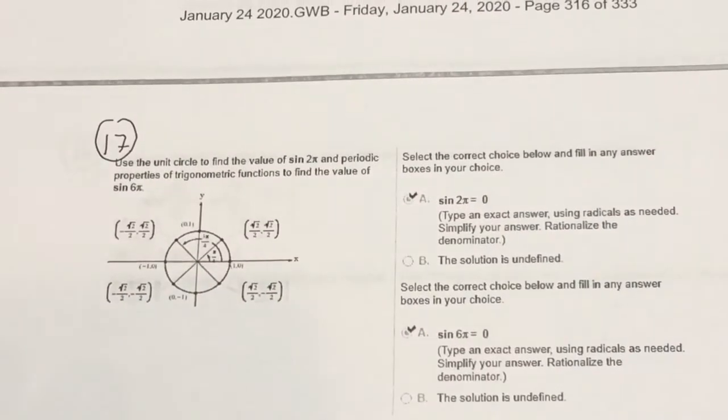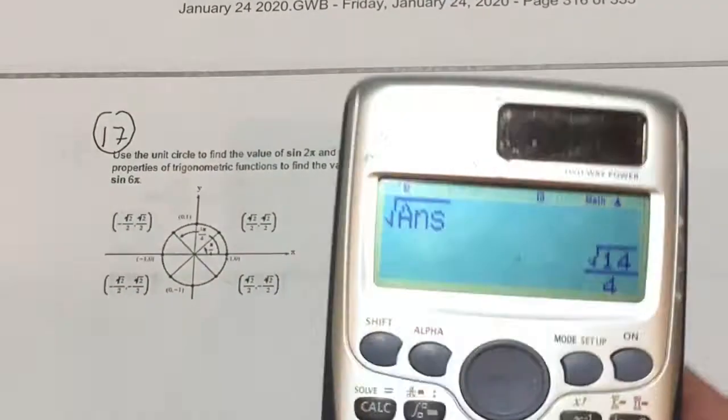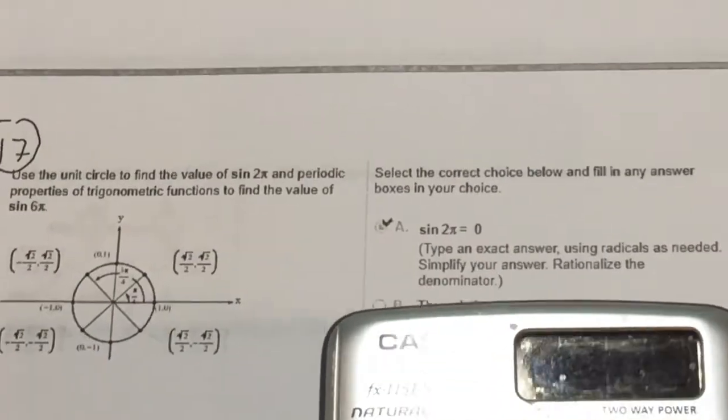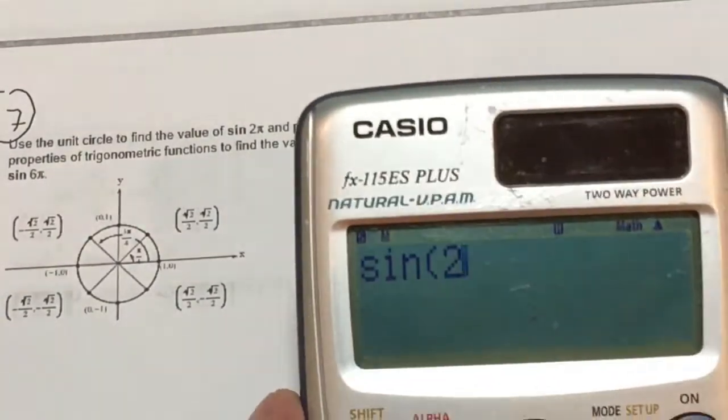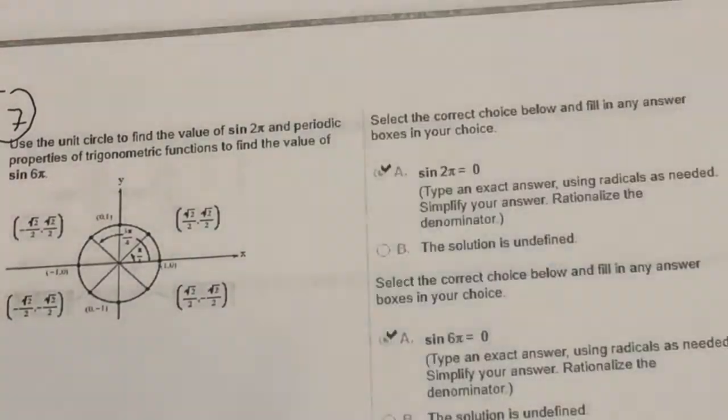Number 17, another unit circle problem. They tell me not to use the calculator, but I think I'm going to disobey that and go ahead and just type in sine of 2 pi into the calculator. So I'm in radian mode already. Sine of 2 shift pi. And let's see what it gives me. It gives me just 0. And notice, that's my answer.